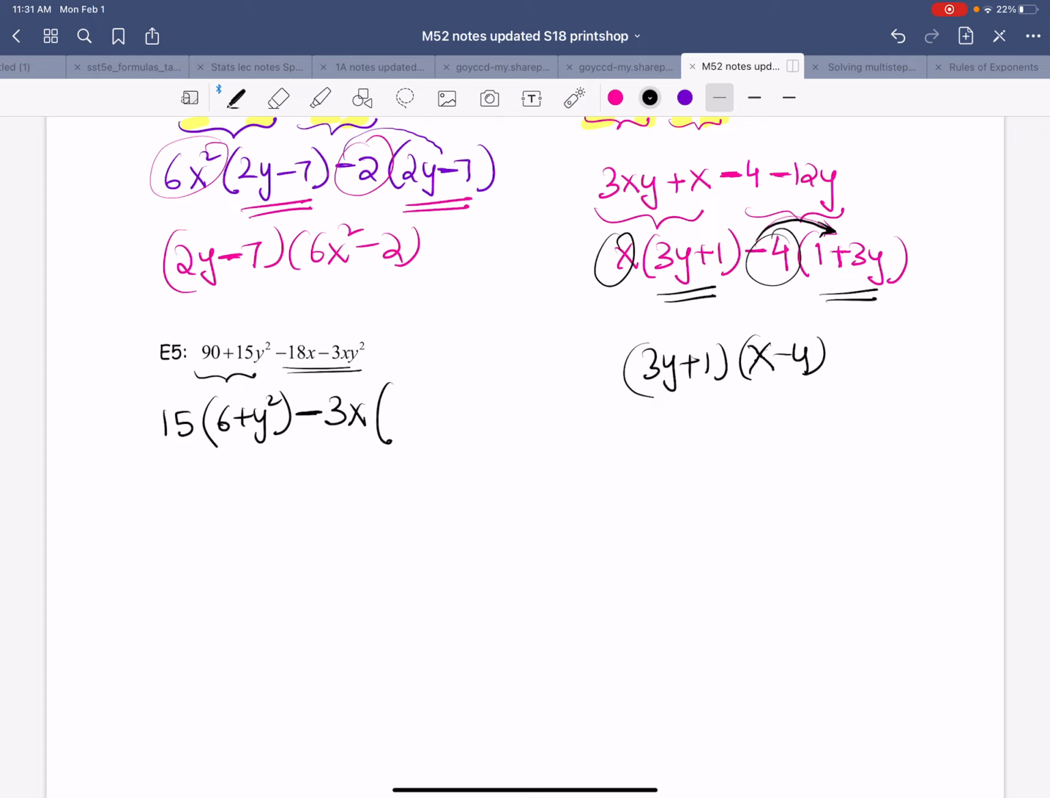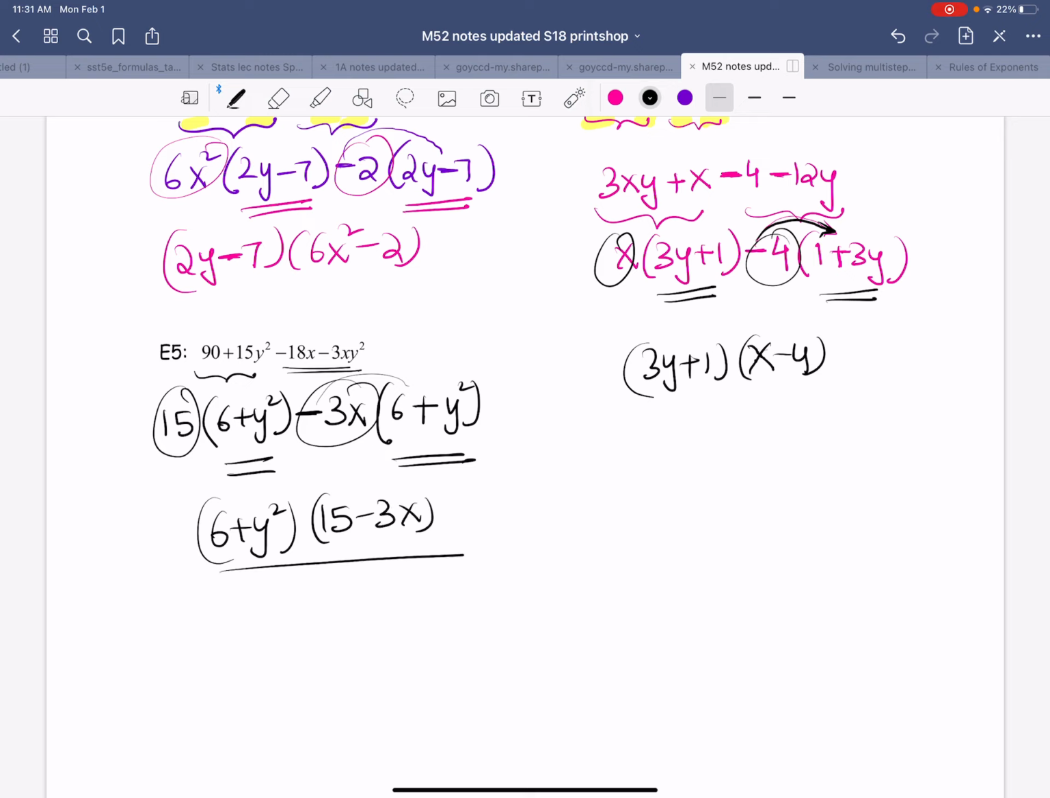Negative 3x times what gives me a negative 18x? Well, that's going to be 6. And plus here, because when you distribute, you'll get your negative back, y squared. So 6 plus y squared, exactly the same thing in these two parentheses. That means I'm able to pull that out as a GCF. And in the next parentheses, I'm left with 15 minus 3x. And that's all in the factoring by grouping.